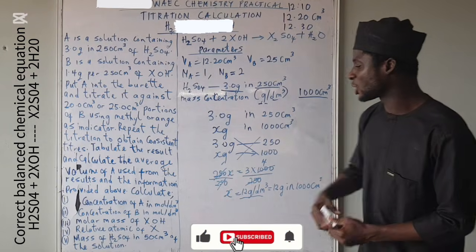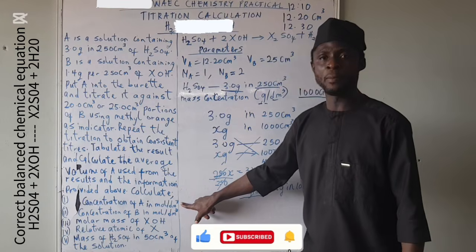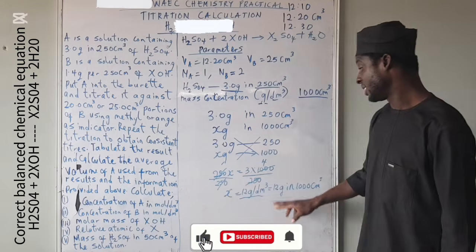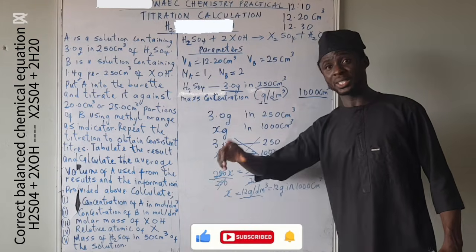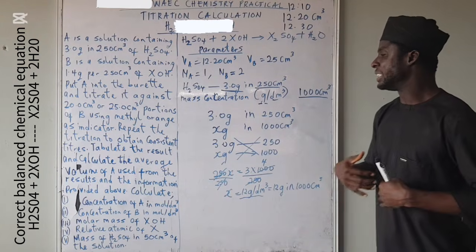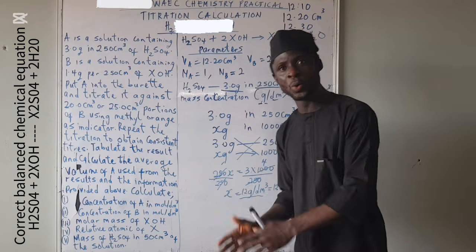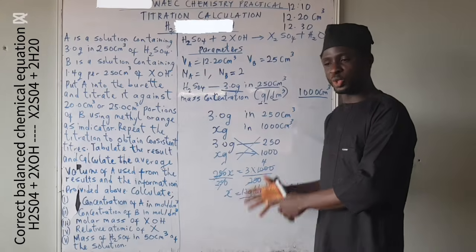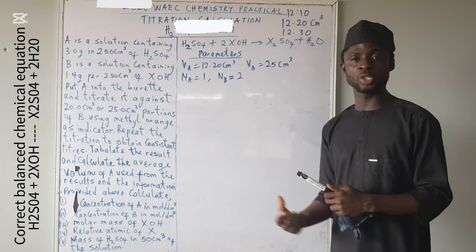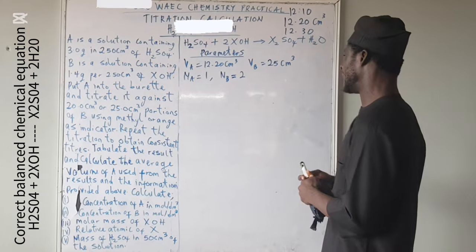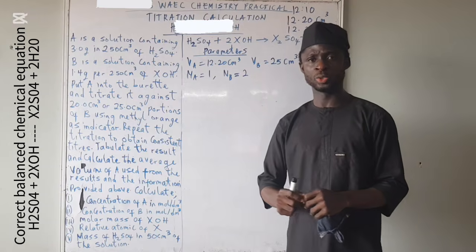Now, what did they ask us to find? They say you should find the concentration of A in mole per dm cube. But we have gotten the concentration of A in gram per dm cube, which is our mass concentration. So the next thing for us to do is to convert mass concentration to molar concentration, which is what they ask us to find. Right, let's convert our mass concentration to molar concentration. Now, there is a formula that connects molar concentration and mass concentration together.